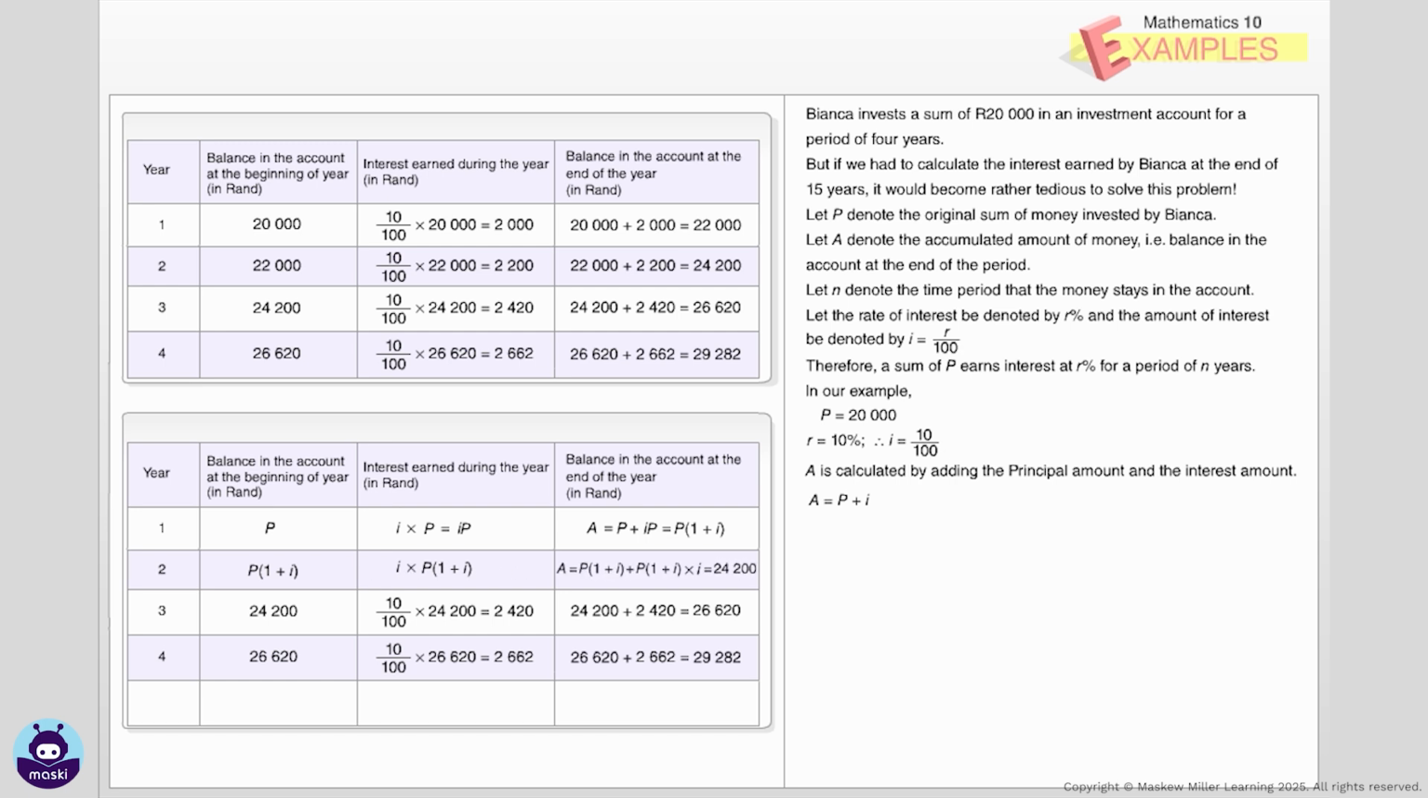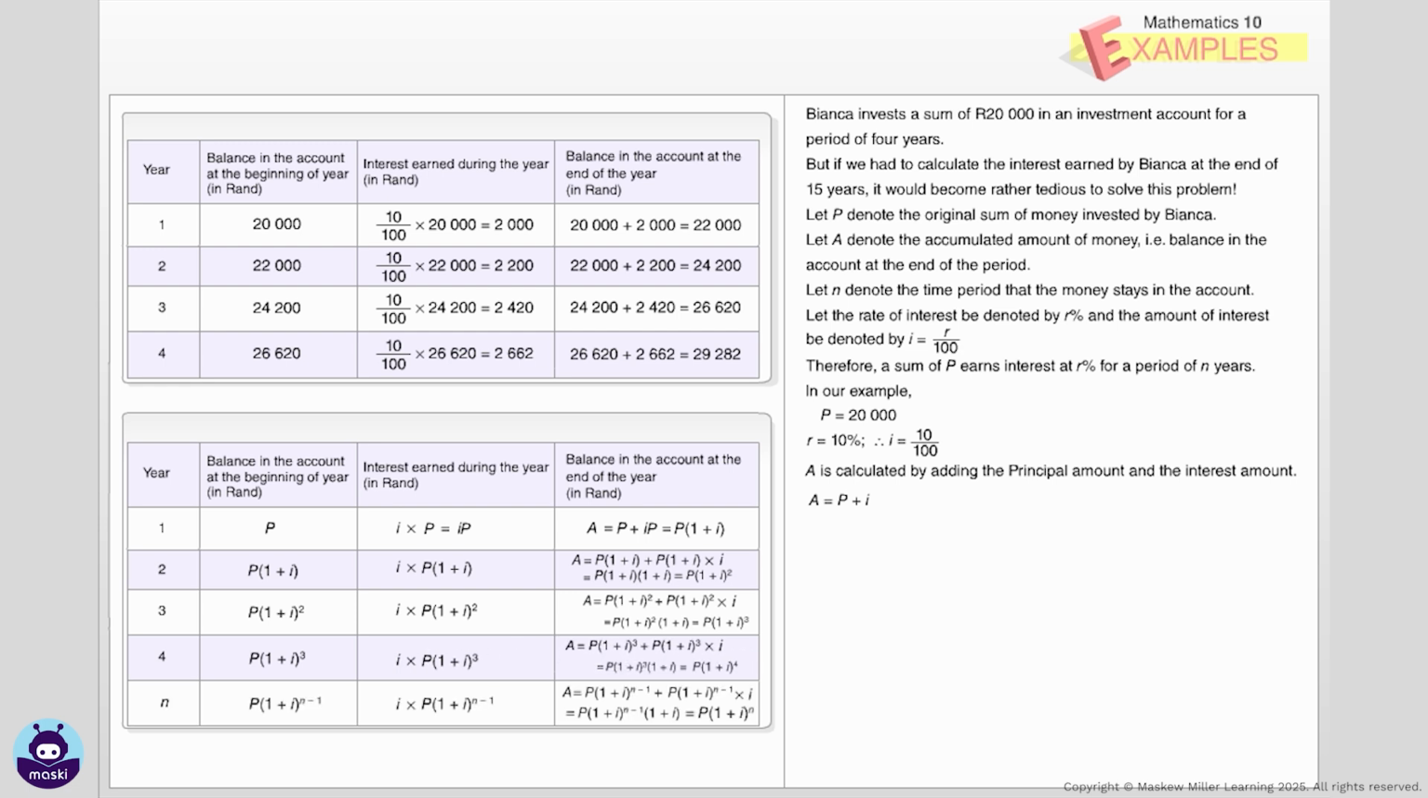Therefore, the amount at the end of the second year can be written as A equals P times 1 plus I times 1 plus I. This can be rewritten as P times 1 plus I to the power 2. Similarly, the amount at the end of the third year can be written as A equals P times 1 plus I times 1 plus I times 1 plus I. This can be rewritten as P times 1 plus I to the power 3. Thus, at the end of N years, the amount can be written as A equals P times 1 plus I to the power N. We have thus derived the formula for calculating compound interest.